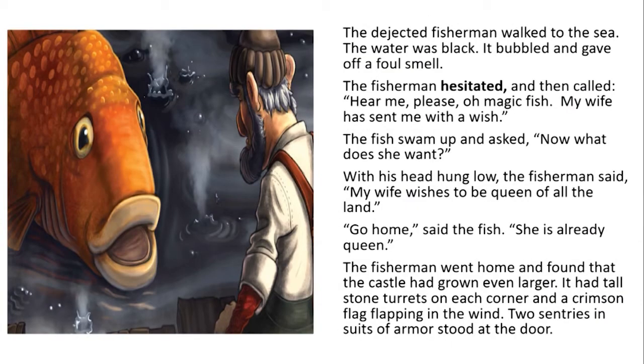The dejected fisherman walked to the sea. The water was black. It bubbled and gave off a foul smell. The fisherman hesitated and then called, "Hear me, please, O magic fish. My wife has sent me with a wish." The fish swam up and asked, "Now what does she want?" With his head hung low, the fisherman said, "My wife wishes to be queen of all the land." "Go home," said the fish.